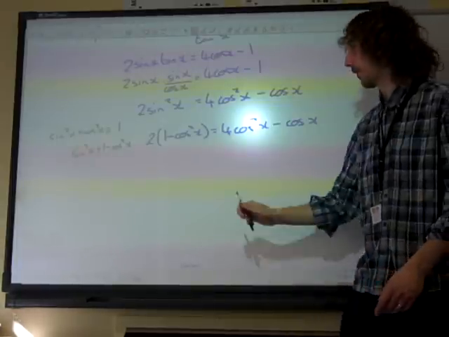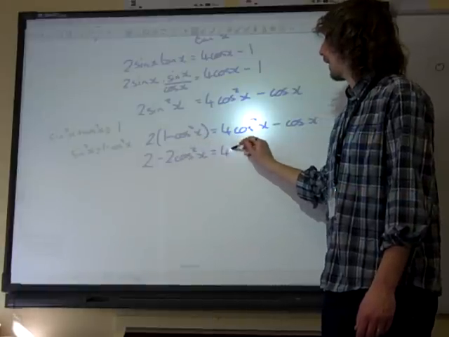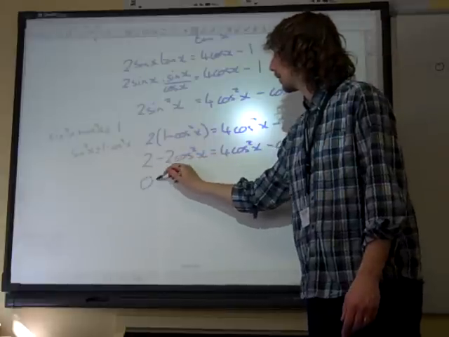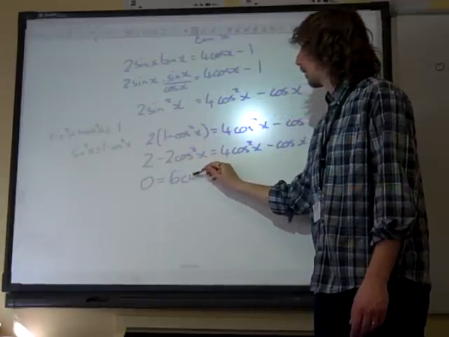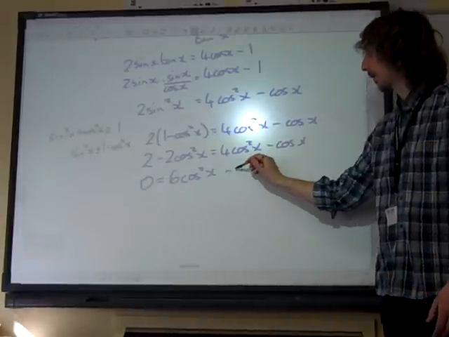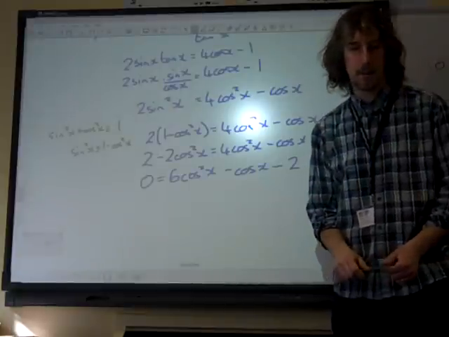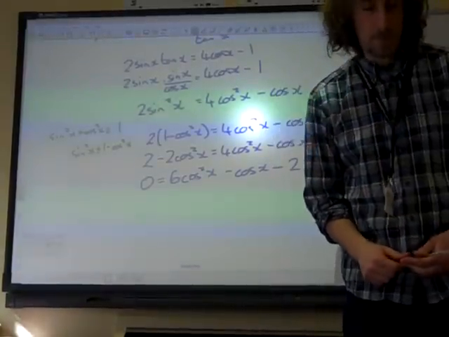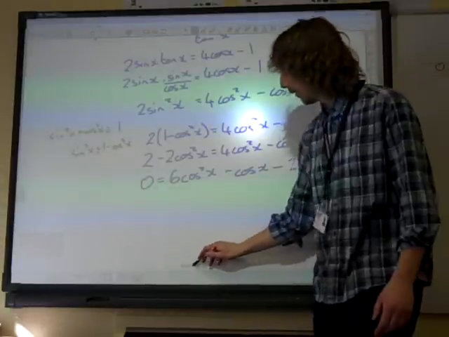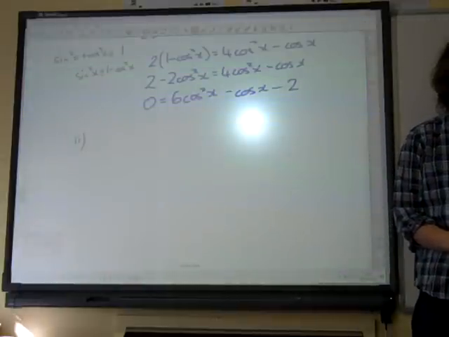Now we're about rearranging this and tidying it up to get to where we want to be. Add 2 cos squared x to both sides. Take away the 2 from both sides, you end up looking like that, which is what we're supposed to look like. Hence, solve the equation. So for part 2, notice that word hence again.